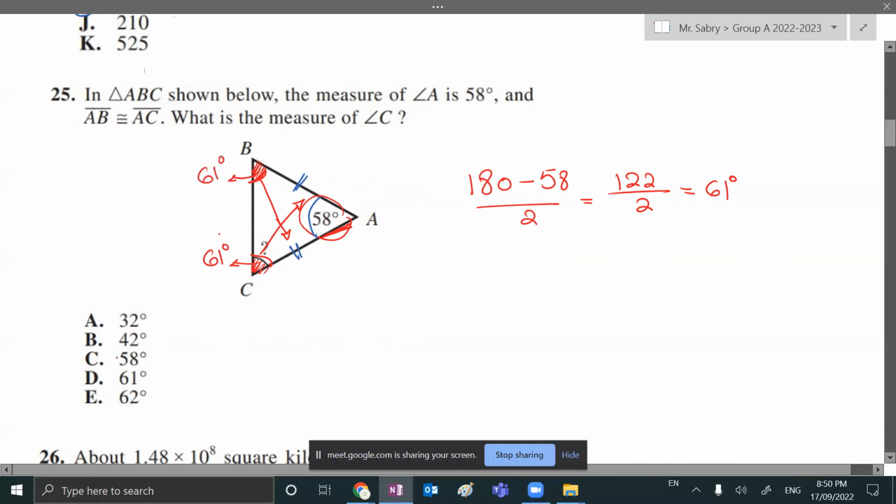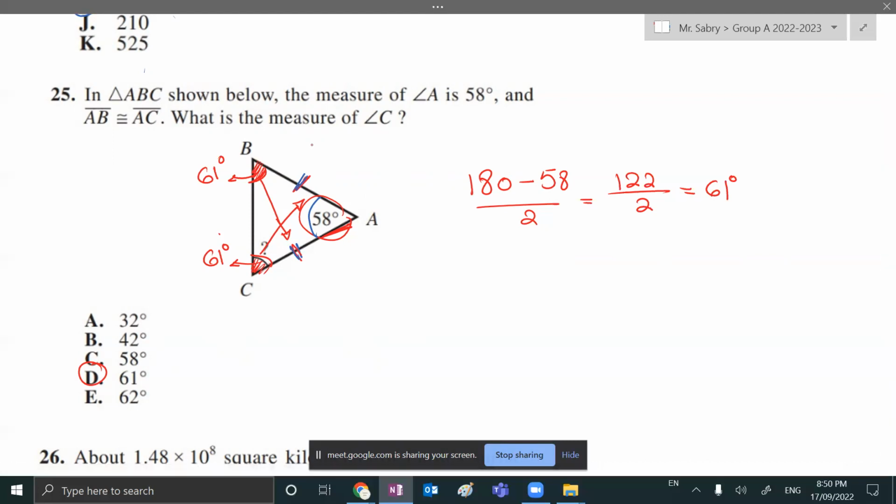In that case, the three of them added together will be equal to 180, and these two sides will remain equal to each other. Does that make sense? Yes, Mr. Thank you. I love that.